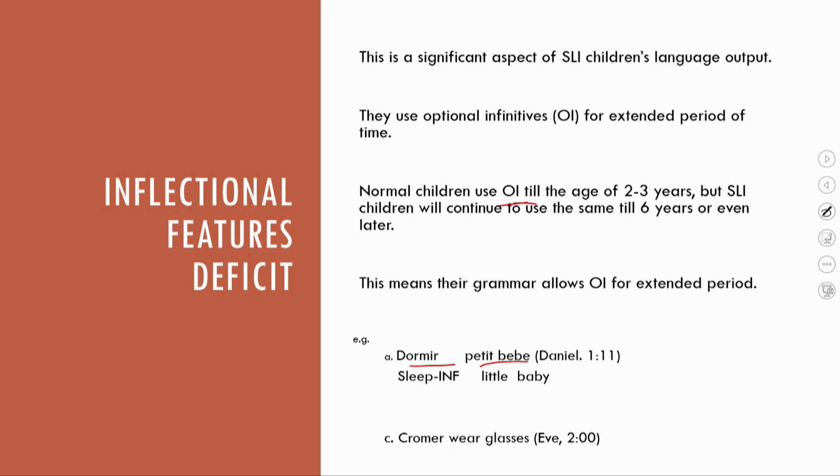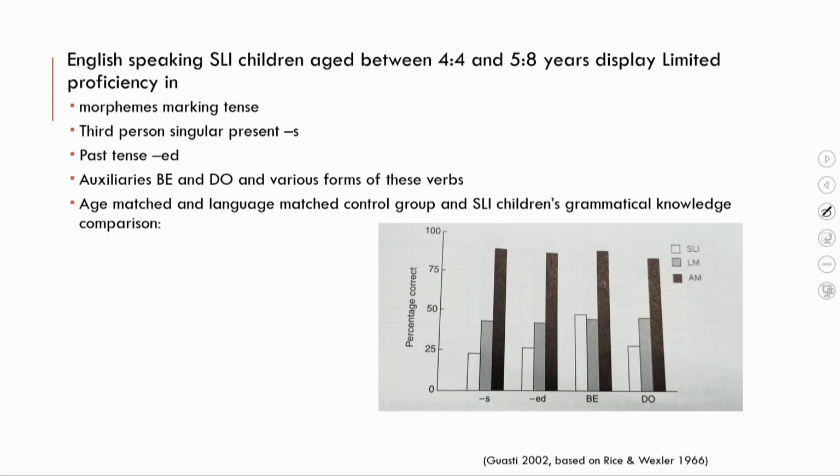Similarly, another example from an English speaking child, a girl, Eve. She says, Cromer wear glasses. So, the S marking on wears is missing. That is what we mean by the inflectional features deficit. There have been many studies on this.